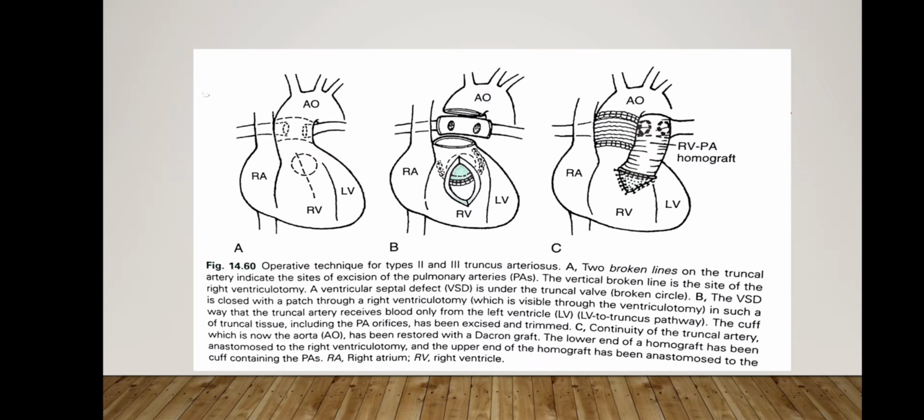In type 2 or type 3 truncus arteriosus, the treatment is that this area is cut and attached with a conduit, a pulmonary artery homograft, from the right ventricle, and the left ventricle is attached with the aorta. So this is the treatment. Thank you.